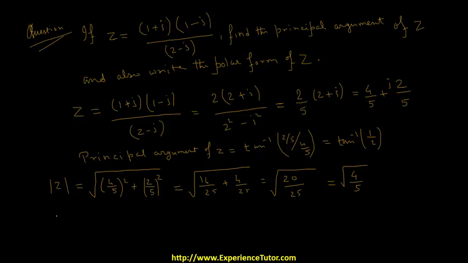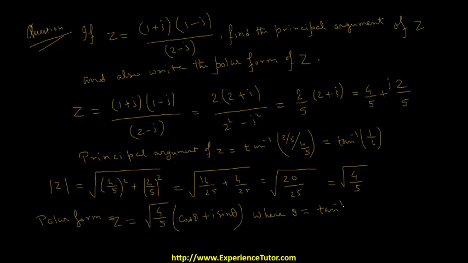Polar form. In polar form z is equal to under root 4 upon 5 bracket cos theta plus i sin theta, where theta is equal to tan inverse 1 by 2.